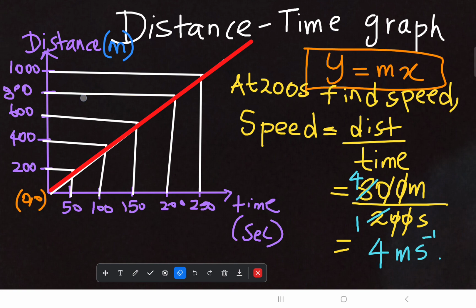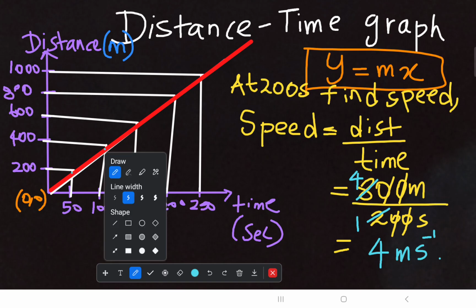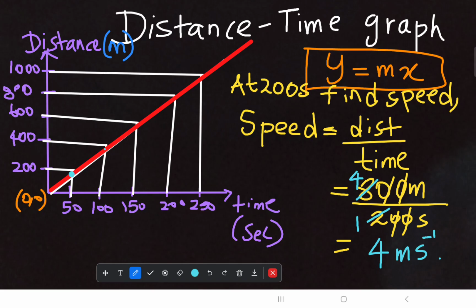Here you can see this is a straight line. So the speed in each of these places, where I indicated some points, is the same. In each of these instances the speed is the same because the gradient has the same slope.